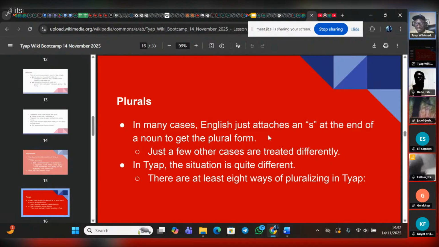But that is English. But then in Tyap, the situation is quite different. There are at least about 8 different ways of pluralizing in Tyap. About 8 of them, unlike English that has very few of them.